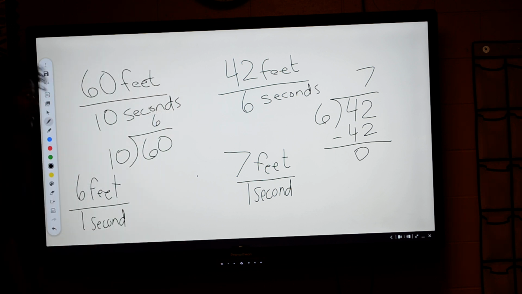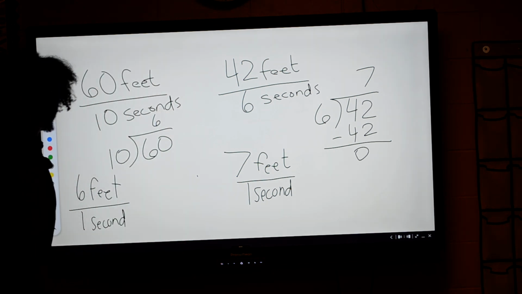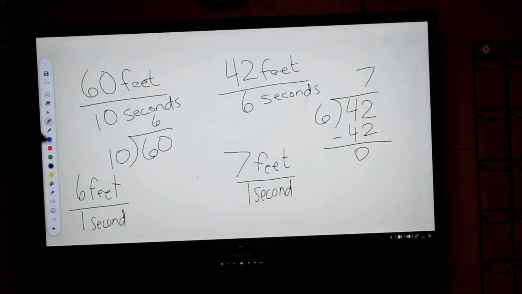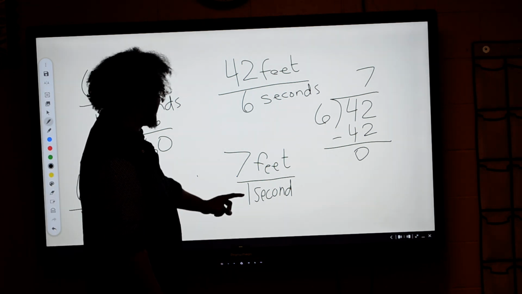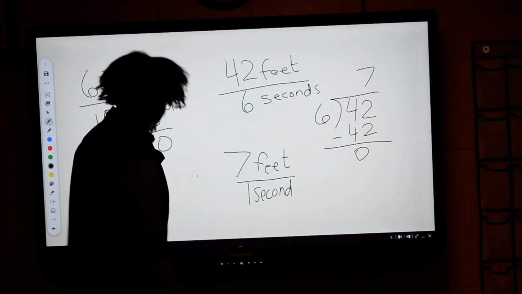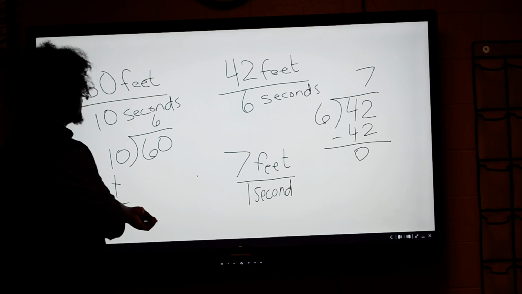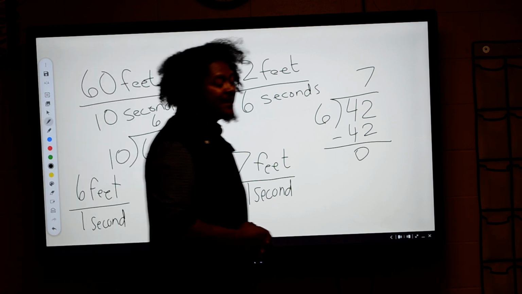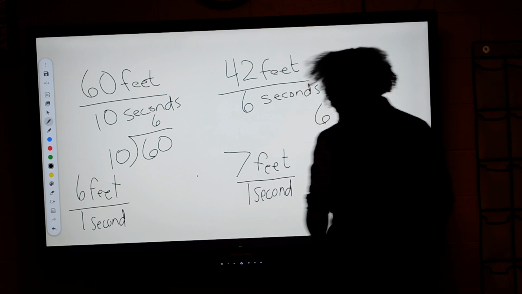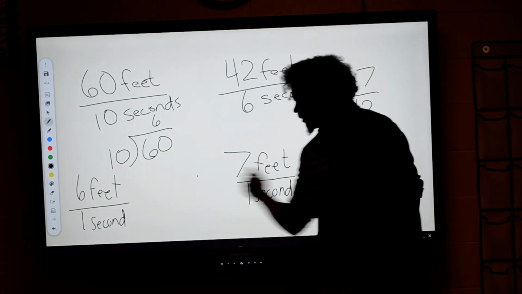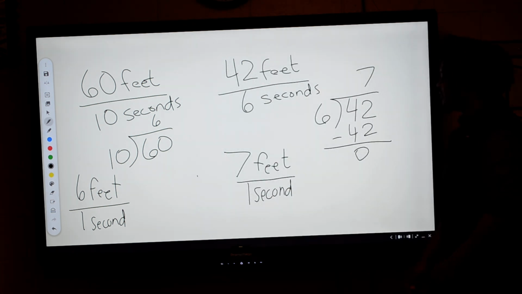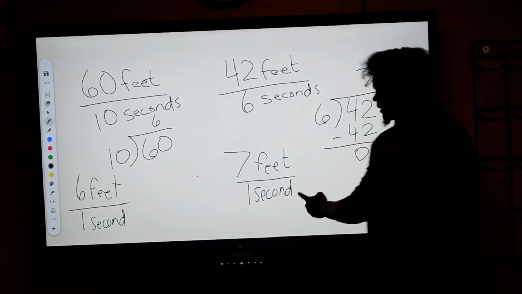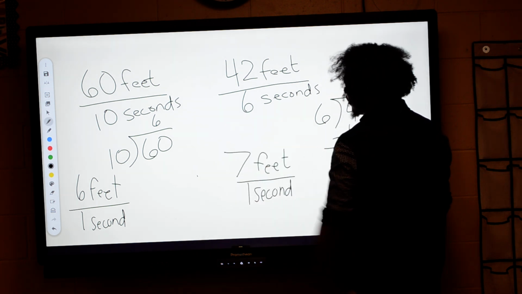So now you can compare. We've solved 60 feet in 10 seconds. We broke it down. So we know that for every second that they walk, they're walking 6 feet. All right? And over here, we found out that for every 1 second, they're walking 7 feet. So now we can compare and see who is going further, who is walking at a faster rate. So let's compare. 1 second, 7 feet. 1 second, 6 feet. So who's going better, the first person or the second person? It would be the second person because in 1 second they go 1 more foot further than the first person.